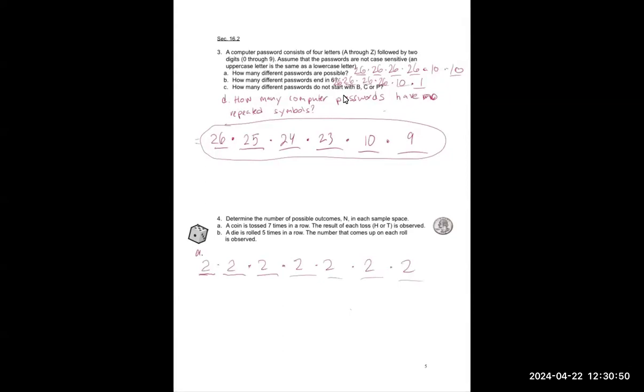So if we multiply that all out together, 2 times 2 times 2 times 2 times 2 times 2, we'll get the total number of different combinations of heads, tails, heads, whatever, that could possibly happen if you tossed a coin 7 times.